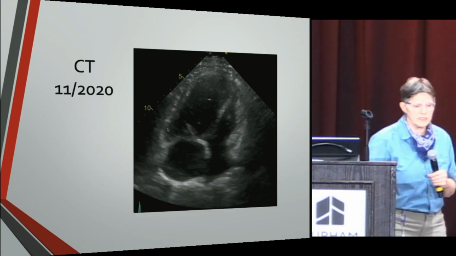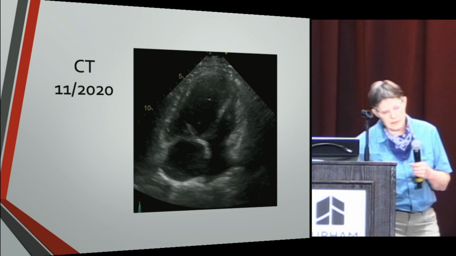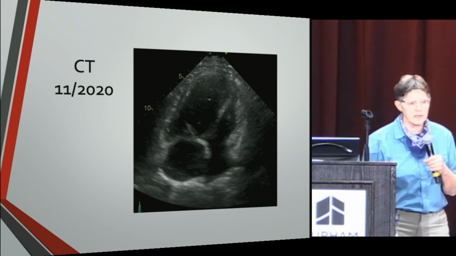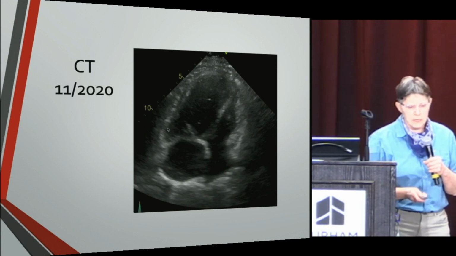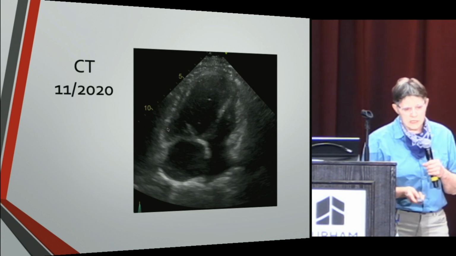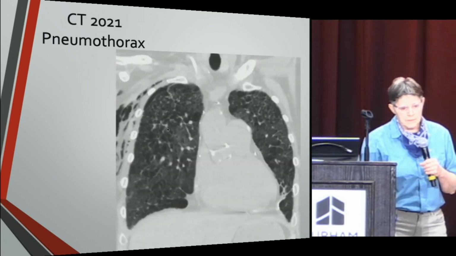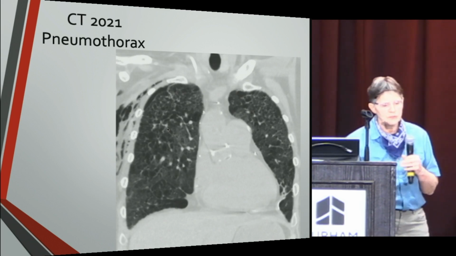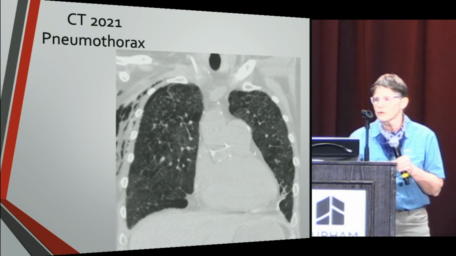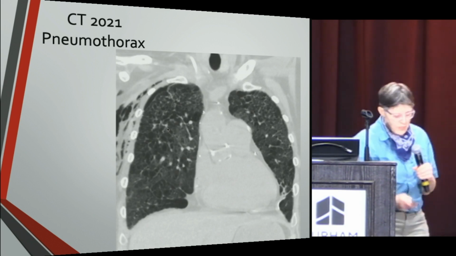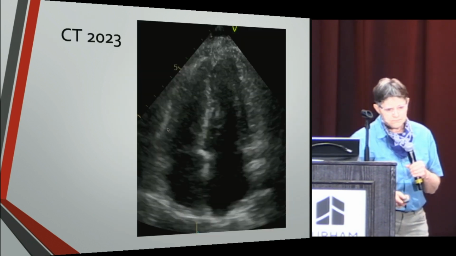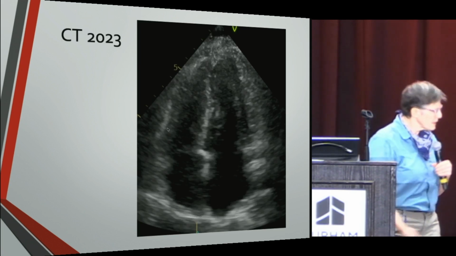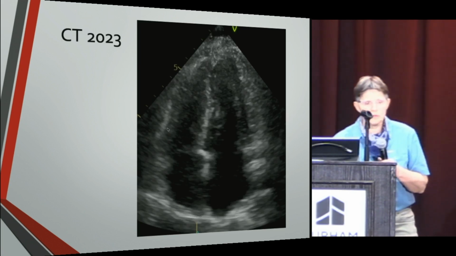So this was her echo now. It's not going to play, but I think you can tell that the RV is gigantic. And then her CT looks like this. She did have a spontaneous pneumothorax and managed to survive that also, and looks horrible. But this is her echo, and her echo looks like this now. So we're doing okay.